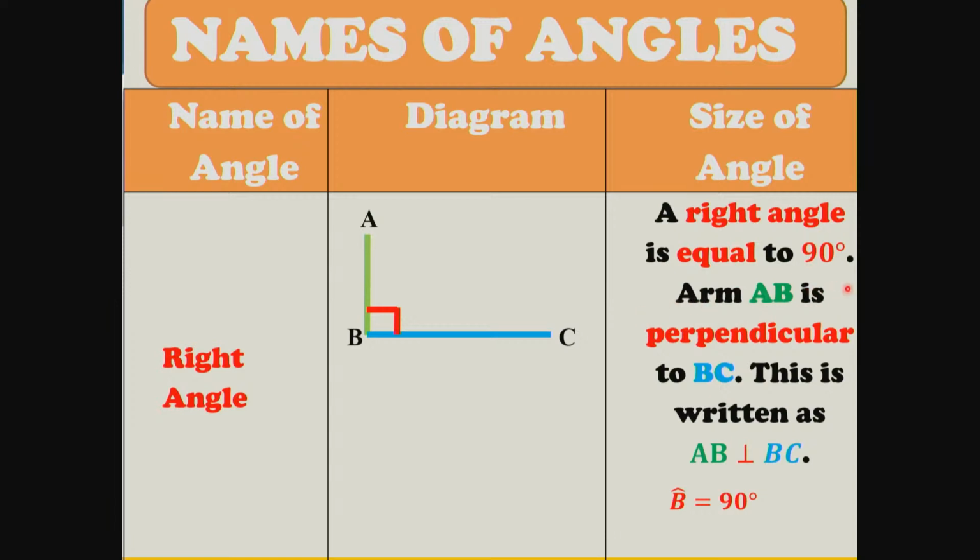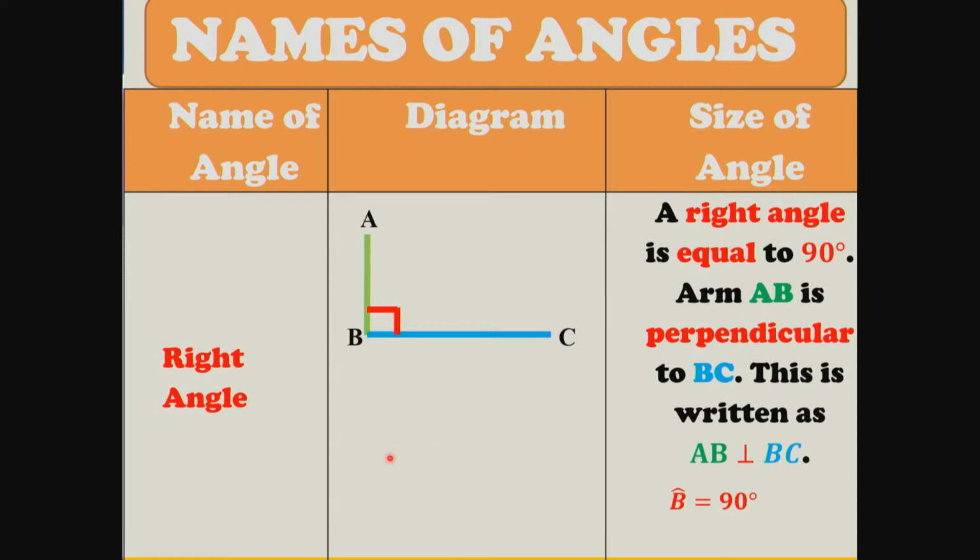If you check, arm AB is perpendicular to BC. I have alluded to the fact that if line segments intersect at an angle of 90 degrees, they are referred to as being perpendicular to each other. This is written as AB perpendicular to BC. That is the correct notation that we use to represent lines that are perpendicular to each other, the lines that are intersecting at an angle of 90 degrees. All right.